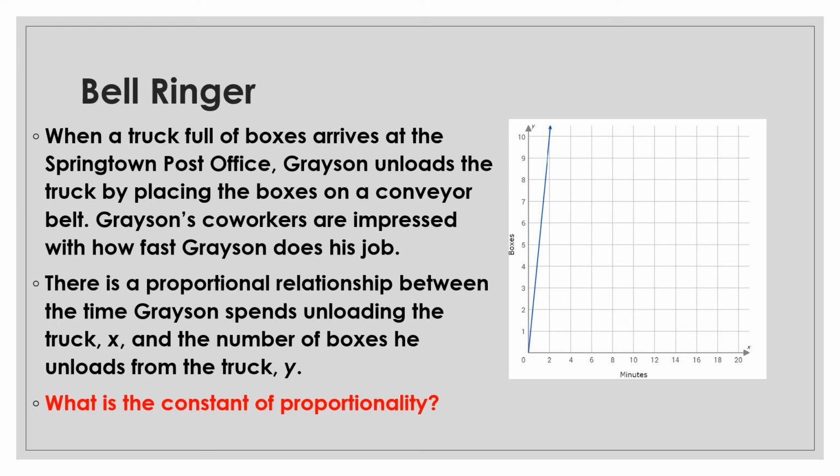So remember, find one of those points that you are absolutely sure of. So the only point that is very obvious on this graph is right up here, and that is at the point (2, 10). Now remember, we find the constant of proportionality by doing y over x. So our y value is 10 over our x value of 2. And 10 divided by 2 is 5. So the constant of proportionality in this graph is 5.